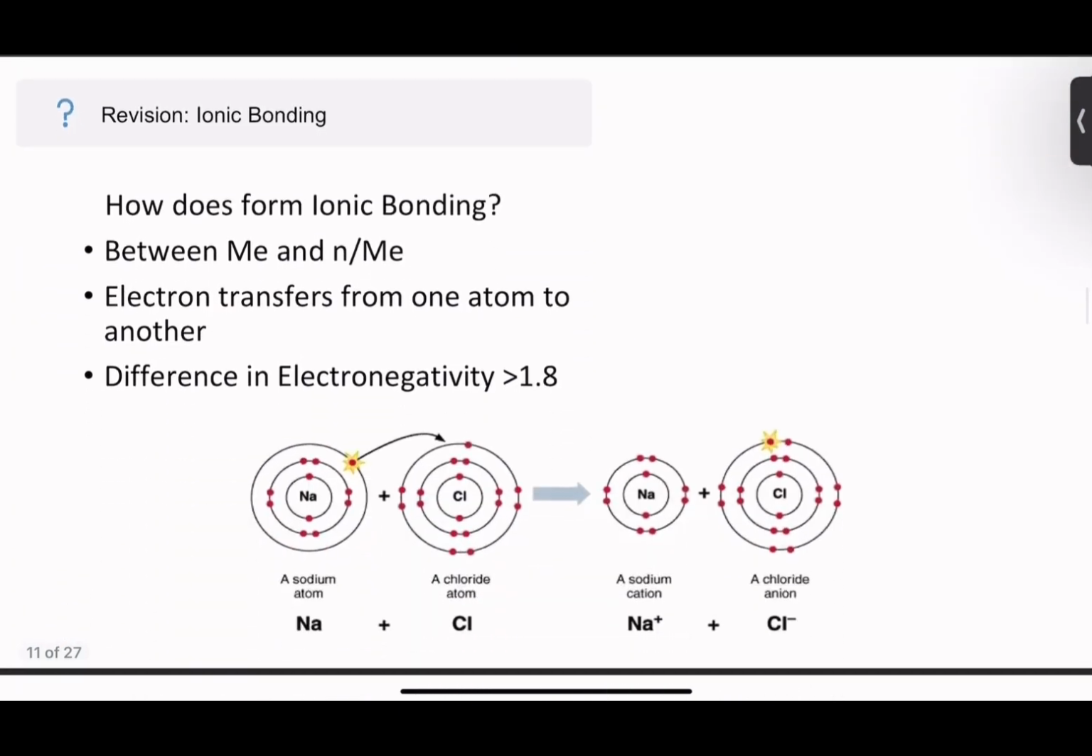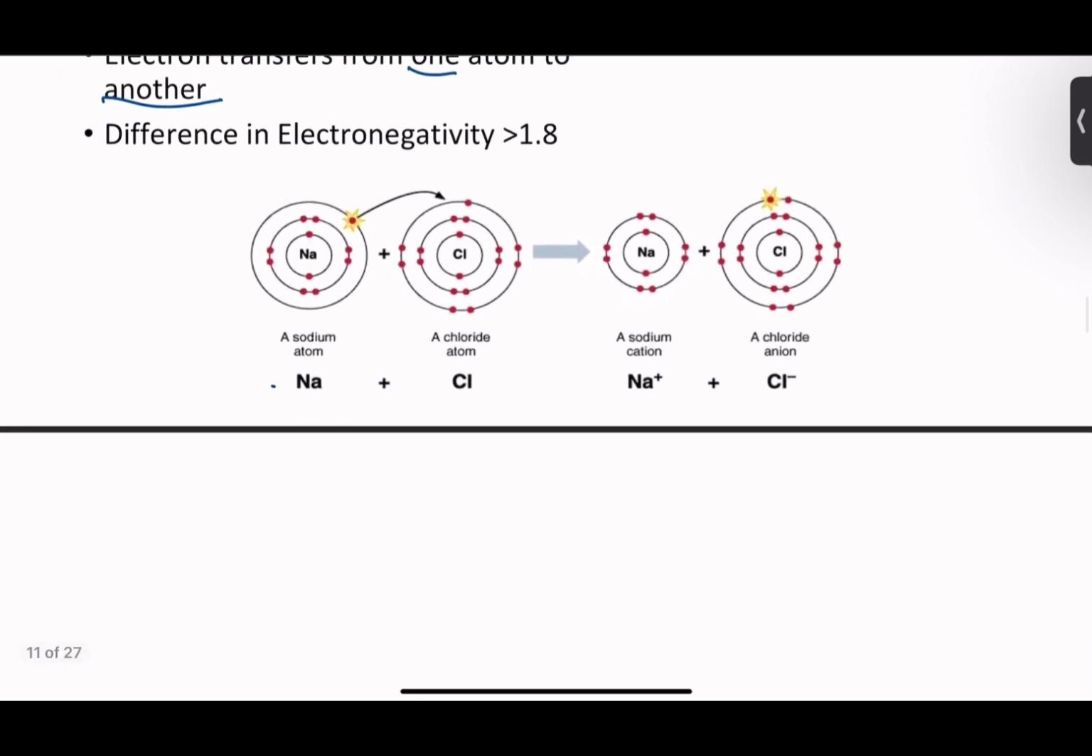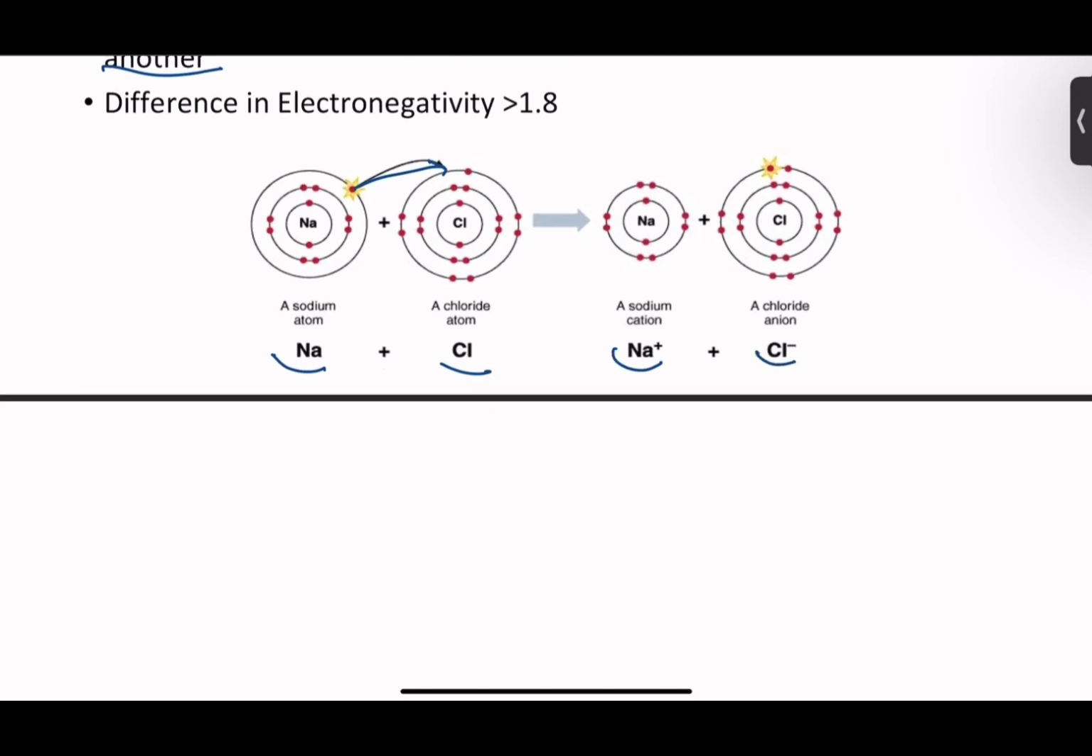So let's review ionic bonding. Ionic bonding happens between a metal and a non-metal. Electrons transfer from one atom to another. We already talked about this. I have sodium and chlorine, where sodium gave an electron from the last shell. Sodium becomes positive and chlorine is negative. They attract each other, they make ionic bonding.